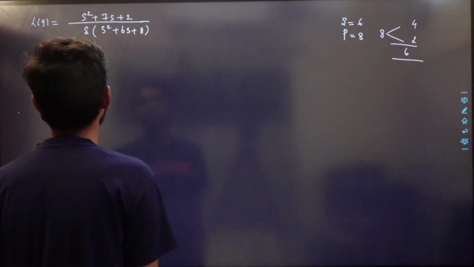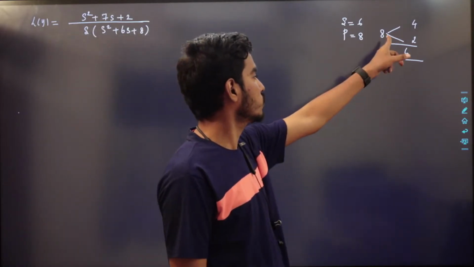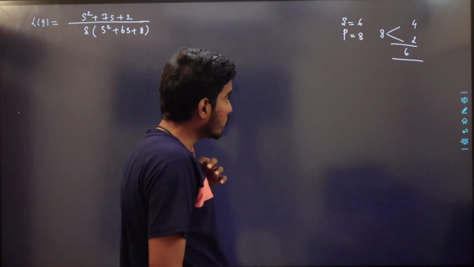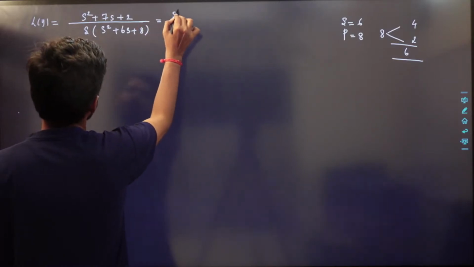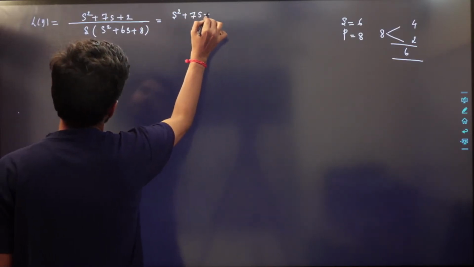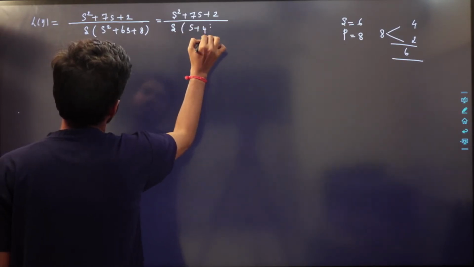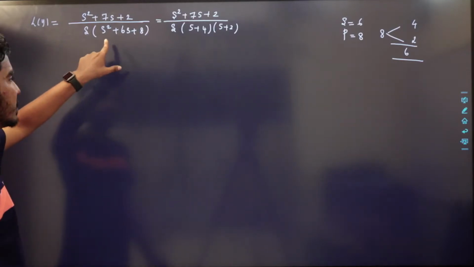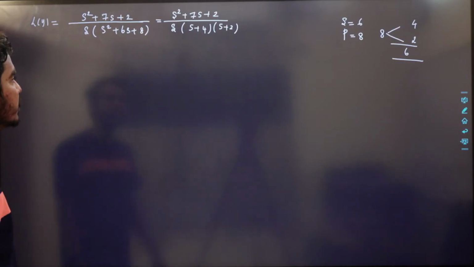Sum is 6, product is 8. Yes, right? 4 plus 2 is 6, 4 times 2 is 8. That means it is (s plus 4)(s plus 2). So this will be (s square plus 7s plus 2) divided by s into (s plus 4)(s plus 2), right? I'm just factorizing this. That's it. s square plus 6s plus 8 can be written as (s plus 4)(s plus 2).